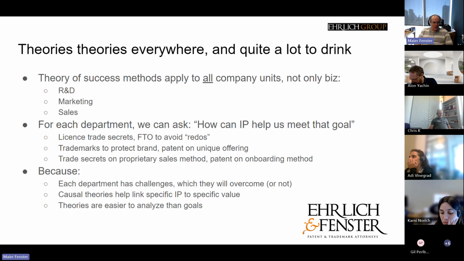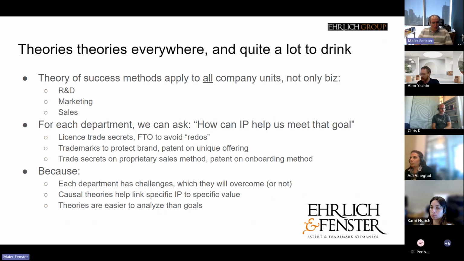So for example, for R&D, we might talk about licensing trade secrets so we can do R&D faster, doing FTOs in order to prevent us from doing a redo in R&D. You know, you do R&D, oops, it's infringing, let's do it again. In marketing, obviously, trademarks. In sales, part of your sale process, especially in freemium products, is the onboarding. So if we have a patent on the way you do onboarding, that helps us with sales.